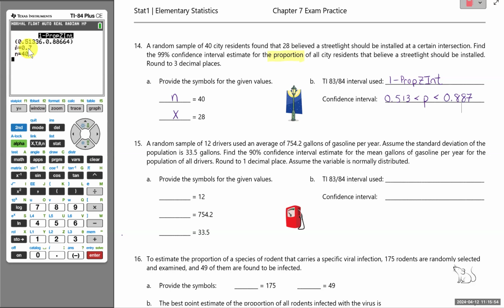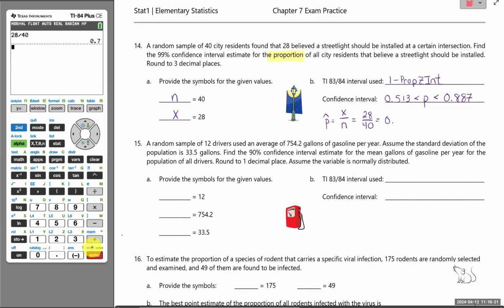All right, I'll also just make a note here on the calculator. It gave you the point estimate P hat. So I'm just going to go ahead and do that calculation just to review. The sample proportion, P hat, we would find by taking X and dividing it by N. So I'll just verify here that that value on the calculator is indeed correct. If we take 28 and divide that by 40, we will indeed get 0.7. All right, so our point estimate was 70%.